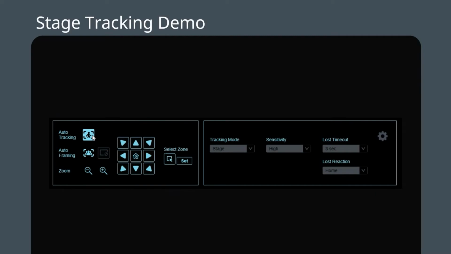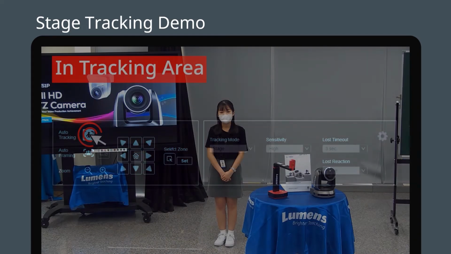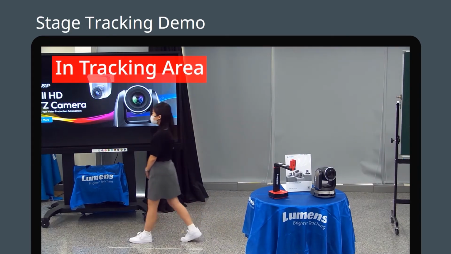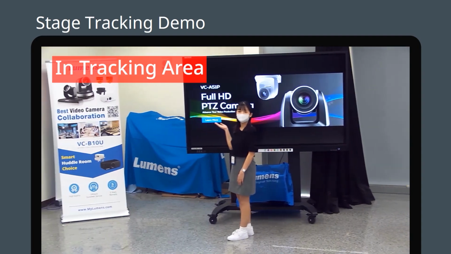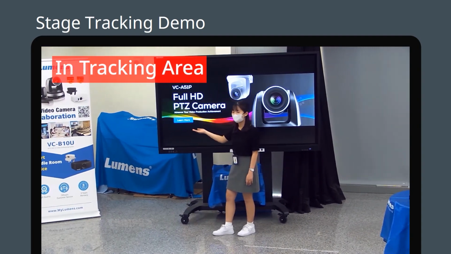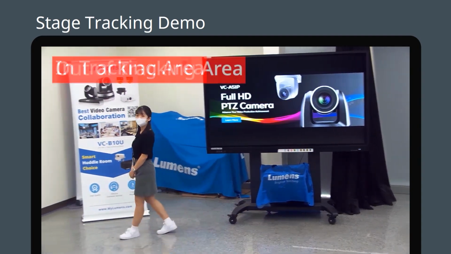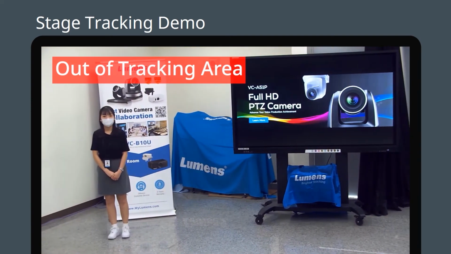Let's go ahead and see stage tracking in action. Press Auto Tracking to begin. Note that when the subject moves beyond the tracking area, the camera stops tracking.